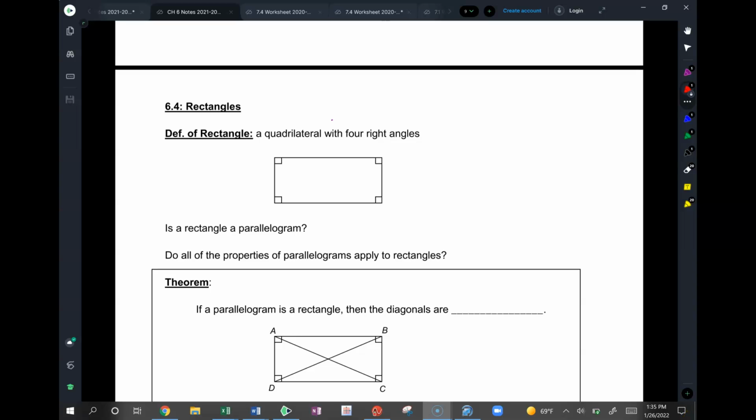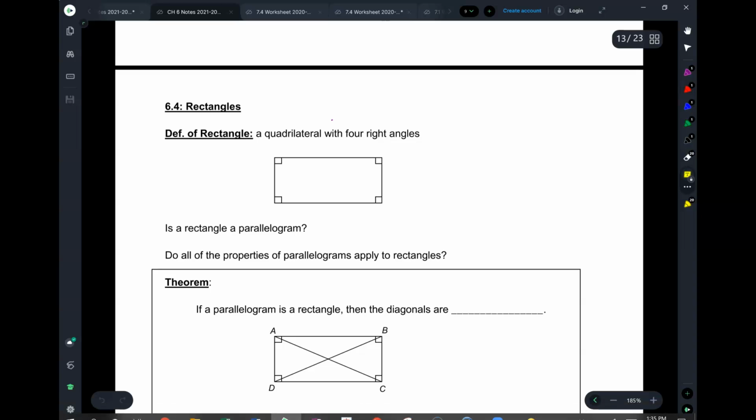Starting today, so we've done parallelograms, right? We talked about parallelograms. Parallelogram was one of the quadrilaterals that we are going to be looking at in this chapter. And starting today, we are going to do a different shape every day. The first of those is a rectangle.